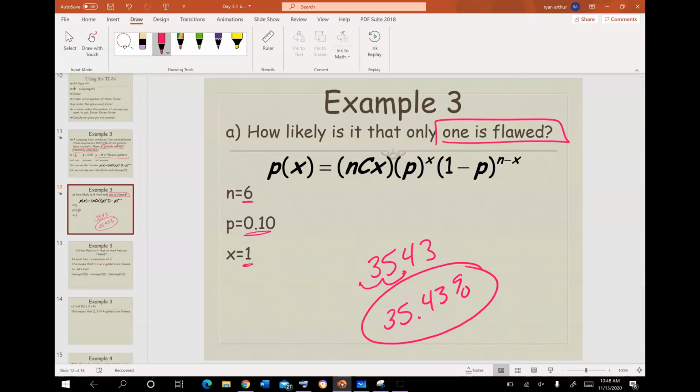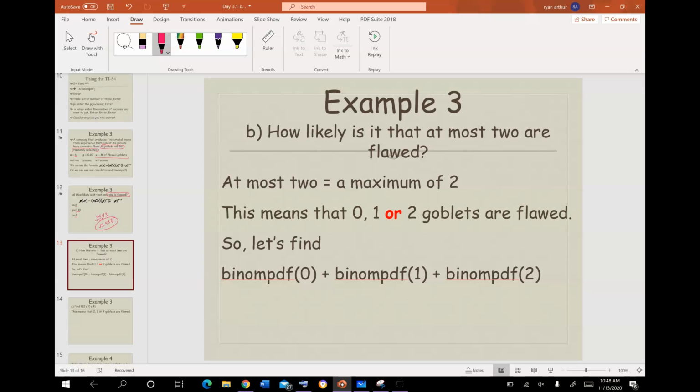Okay? All right. Let's do it. I want to know how likely that at most 2 are flawed. All right, when I say at most, so if I say you can retest at most 2 times, that means you can't retest more than 2 times, right? So you can retest 0 times, you can retest 1 time, or you could retest 2 times. That is what at most means, okay? So that means I want to do 0, 1, or 2.